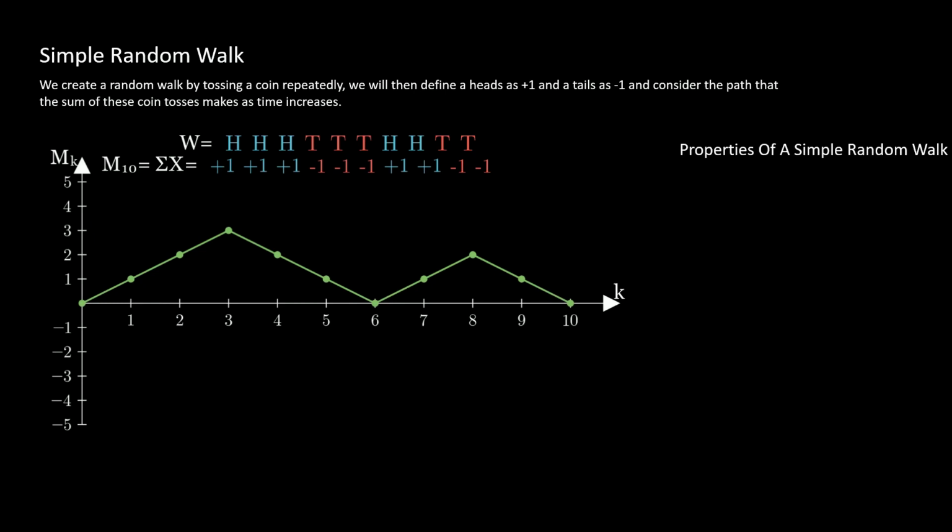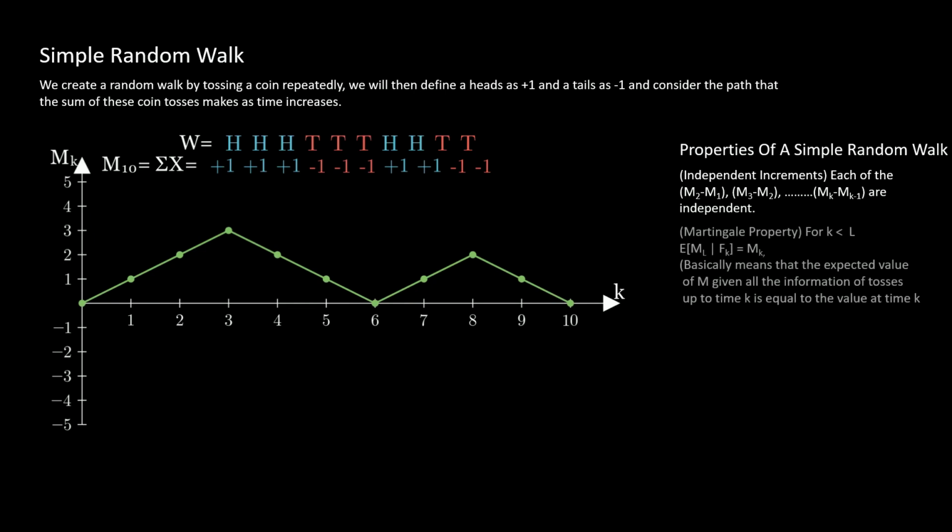So, the first property is that the simple random walk has independent increments. This is really easy to see. If you consider, say, 4 to 5, all that this is dependent on is just a single coin toss, so it can either be head or tail. So obviously this increment will be independent of the other ones. The next one, which you might have seen me put up on the last slide, is the martingale property.